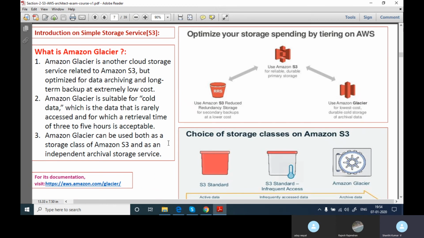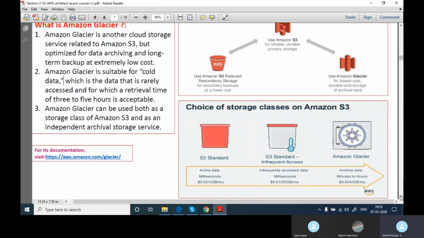Amazon Glacier can be used both as a storage class of S3 and as an independent archival storage service also. Independently means you don't need to connect through S3 directly. We can upload into Glacier also, but there is a separate cost for that. There is a separate interface that needs to be given by Amazon. We need to understand the policies and procedures from this link. They will be updating it timely.